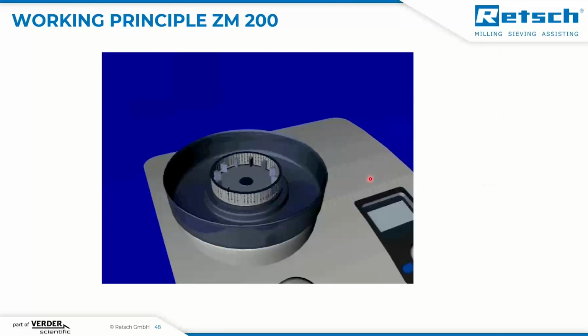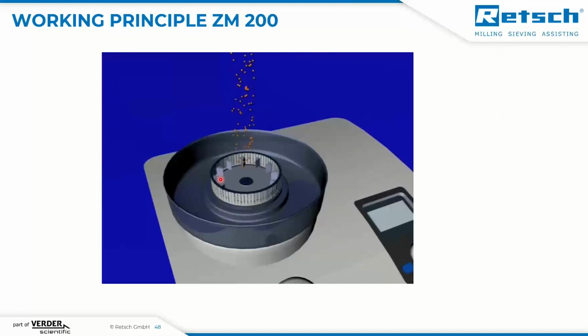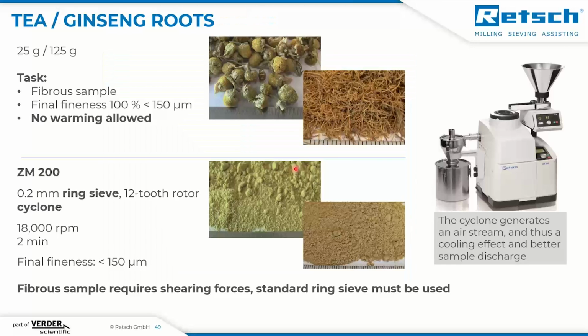The working principle of all the rotor mills is the same. The sample hits the rotor, then it's accelerated towards these rotating teeth, and it's just crushed by impact. And if it's not fine enough to pass the aperture of this ring sieve, then it's further crushed by shearing forces, and then it's collected here in a collecting pan, cassette, or in a receptacle.